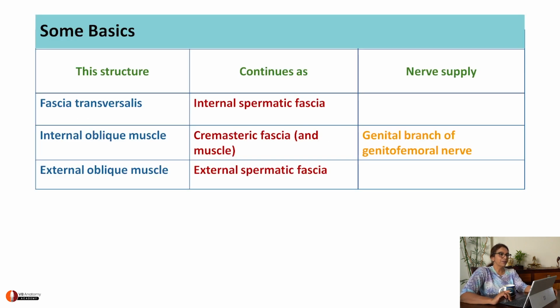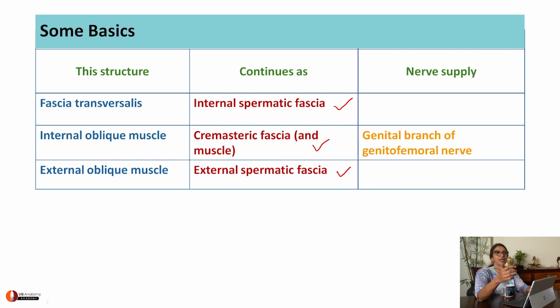Take a look. See, there was external oblique, there was internal oblique, there was fascia transversalis. Each of them gave rise to fascia which lined the inguinal canal. Most inside you find internal spermatic fascia, continuation of fascia transversalis. Outside you find external spermatic fascia, continuation of external oblique. In between the two, you find cremastic fascia and muscle, continuation of internal oblique.